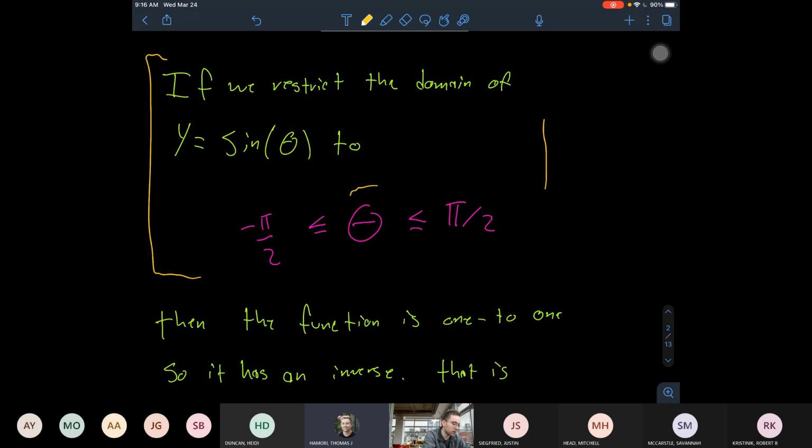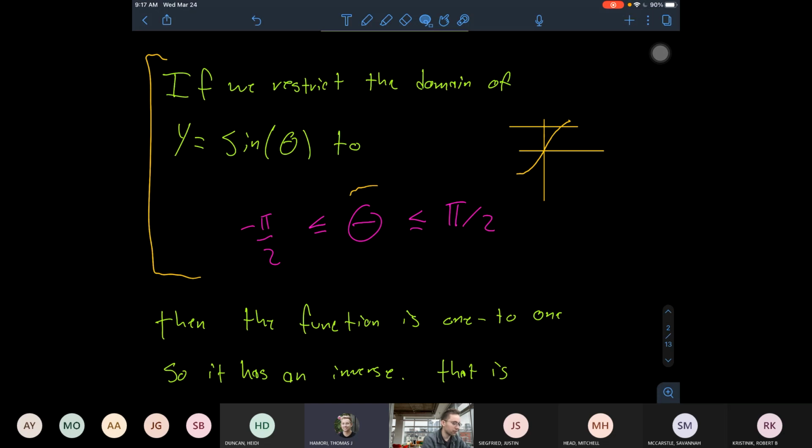What we did was we graphed it. We said, well, between negative pi over 2 and pi over 2, sine of theta looks like this. And it does indeed pass my vertical or horizontal line test. So in this small region, our function is 1 to 1, and so in this small region, it does have an inverse.